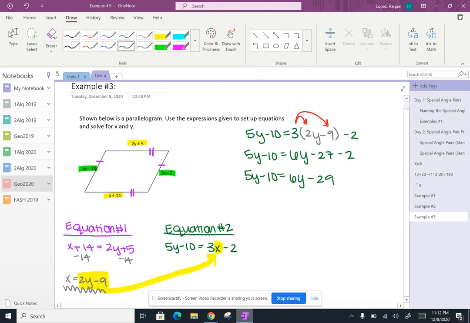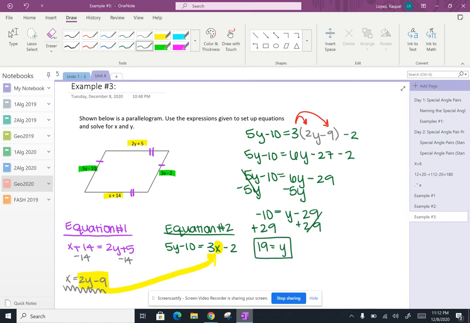Okay, let's keep moving some stuff over. I'm going to start off by subtracting my 5y on both sides. So I end up with negative 10 equals y minus 29. And then I'm going to move the 29 to the other side. I'm sorry, that should be plus 29. So I end up with negative 10 plus 29, and that's going to give me 19. So that tells me that y is equal to 19.